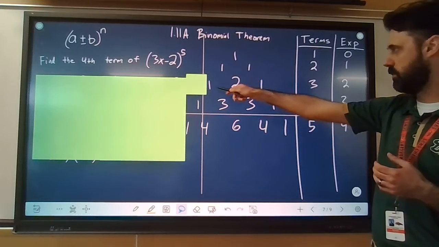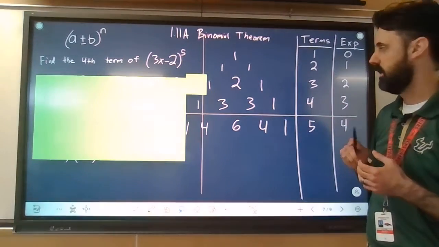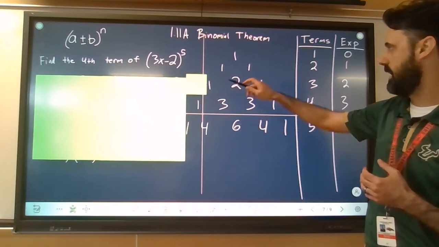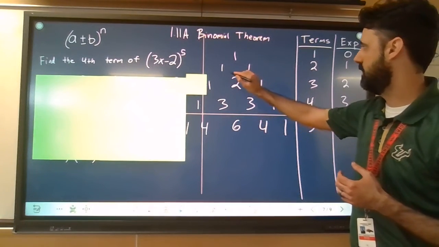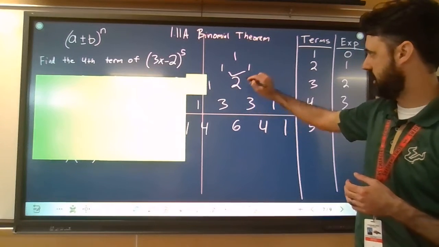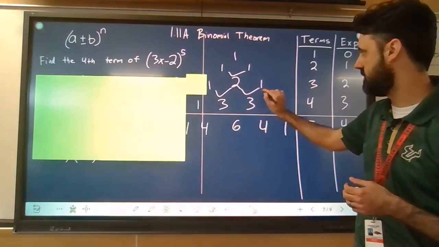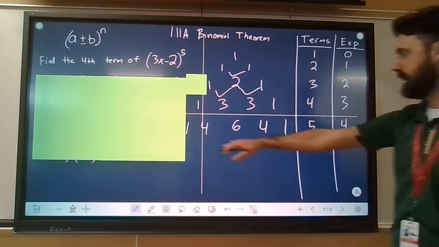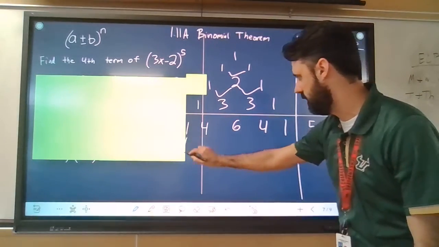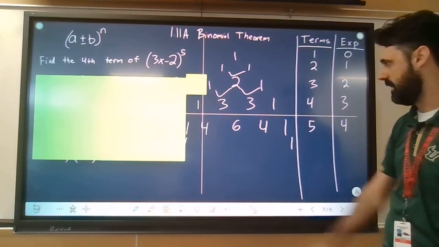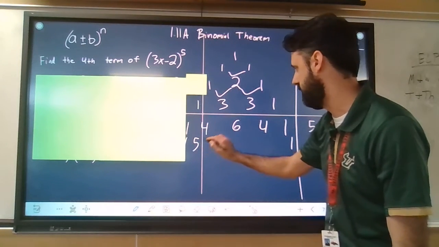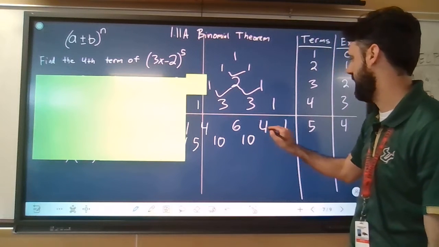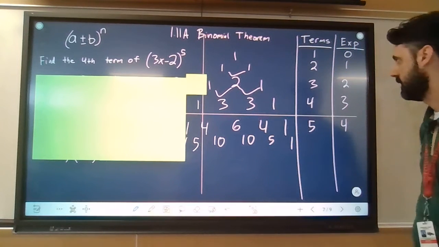Every row is going to start with 1, end with 1. Each row is going to gain an extra term, and we just add these numbers to get that one. We would add these two to get these numbers here, etc. So the next line would start with 1, end with 1, and then I would add 1 and 4 to get 5, 4 and 6 to get 10, add 6 and 4 to get 10, add 4 and 1 to get 5.